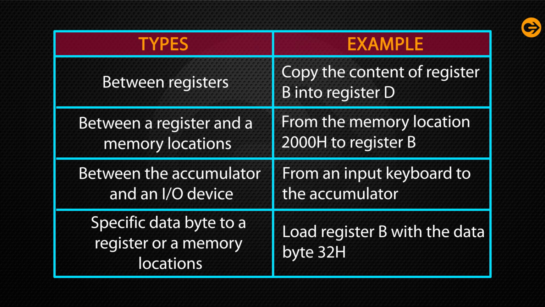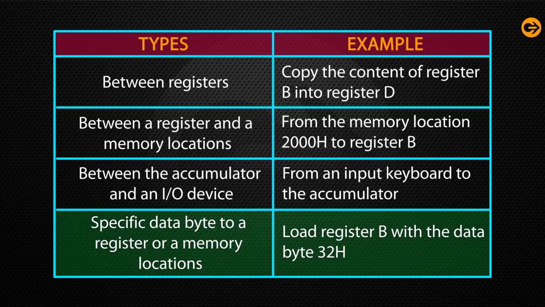Types. In the type between registers, a suitable example is copy the content of register B into register D. In the type between a register and a memory location, the corresponding example is from the memory location 2000H to register B. In the type between the accumulator and an input-output device, the corresponding example is from an input keyboard to the accumulator. In the type specific data byte to a register or a memory location, the corresponding example is load register B with the data byte 32H.